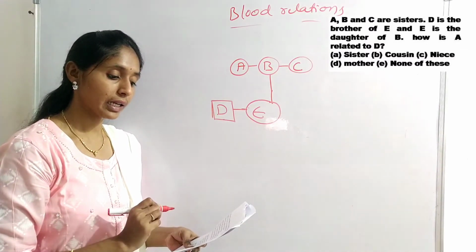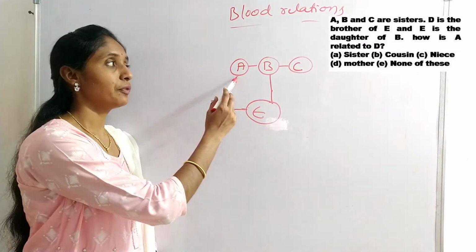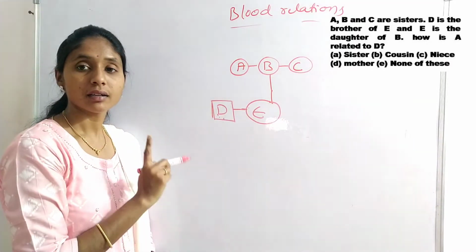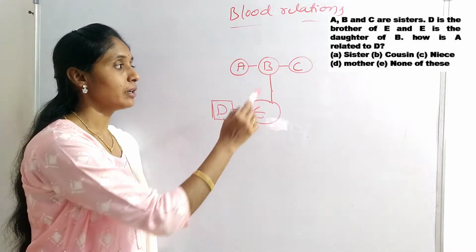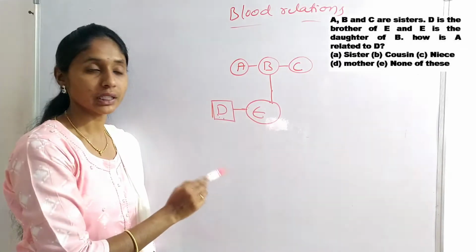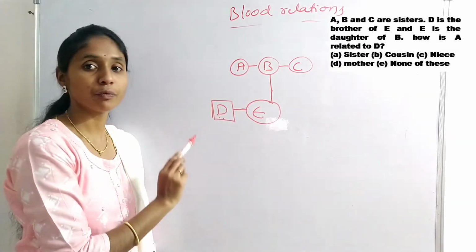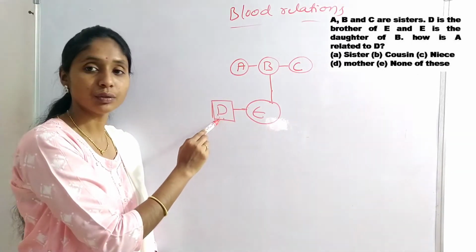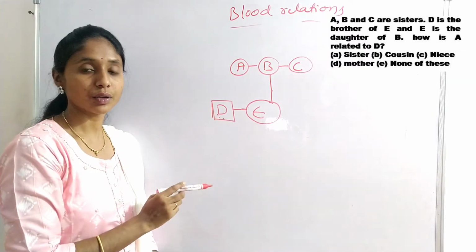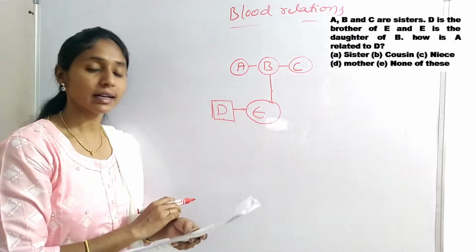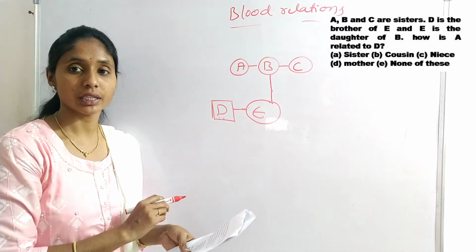How is A related to D? If A and B are sisters, then B is the mother of E and A is the sister of B. Then A is related to D as aunt. Option E is the right answer for this question.